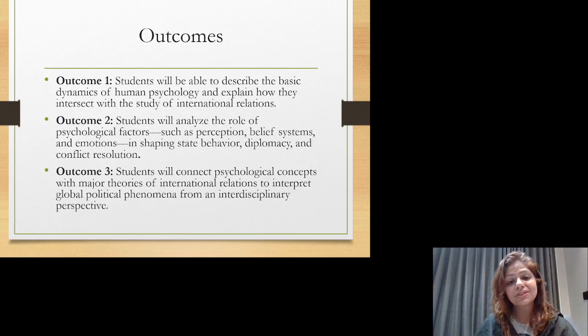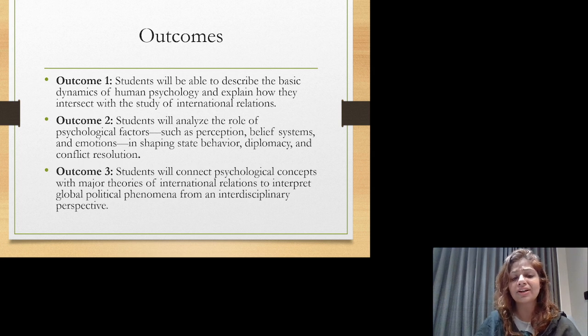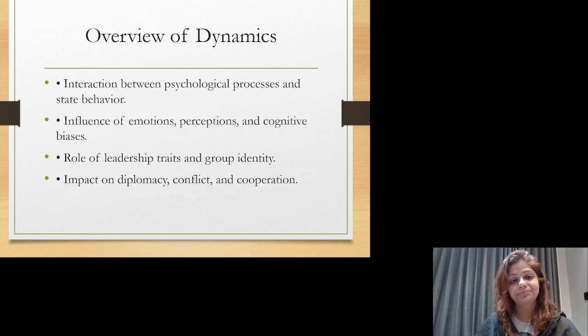So, the outcomes of the course are: you will be able to describe the basic dynamics of human psychology and explain how they intersect with the study of international relations. Further, you will be able to analyze the role of psychological factors, perception, belief systems, emotions, and cognition in shaping state behavior, diplomacy, and political spaces. Students will be able to connect psychological concepts with major theories of international relations to interpret global political phenomena from an interdisciplinary perspective.